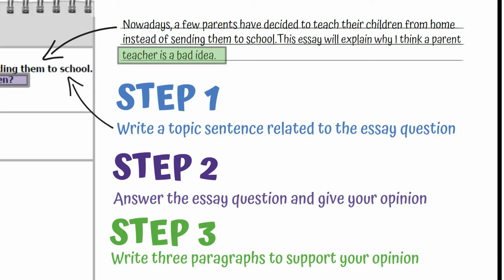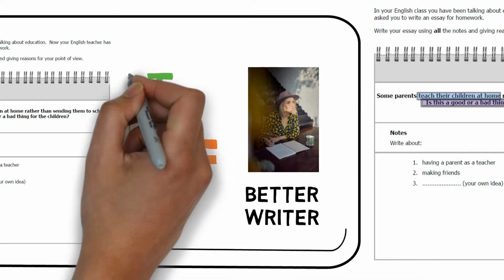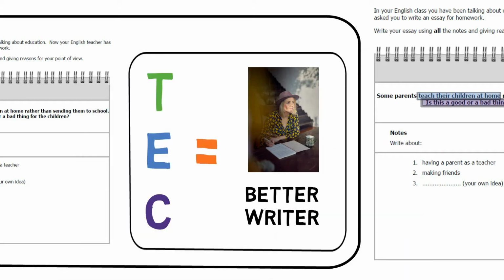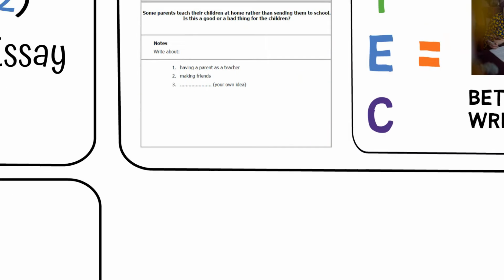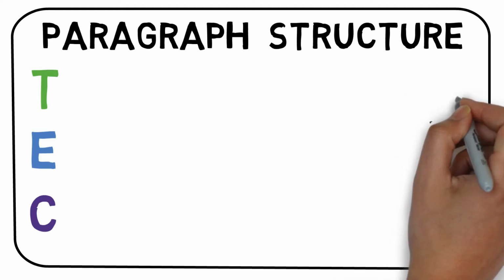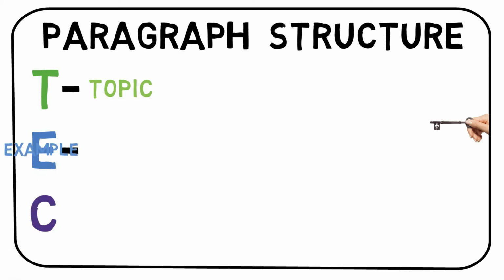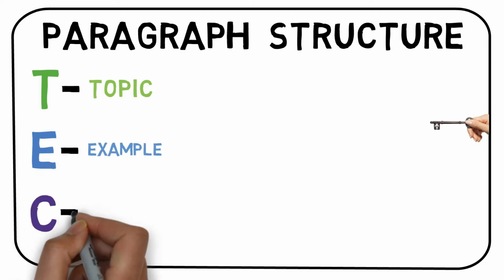Now, before we look at the body of our essay, I'm going to share with you the fantastic TEC Formula. This will help you express your ideas more clearly. Paragraph structure. One of the most problematic areas in writing is students not knowing how to write their ideas clearly. What I'm going to tell you now is the key to success, the TEC formula. T, topic, E, example, and C, comment.